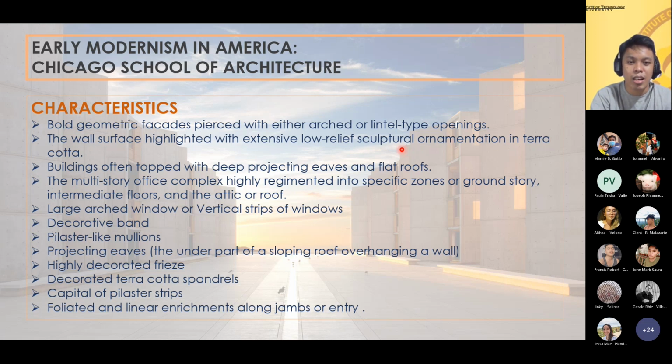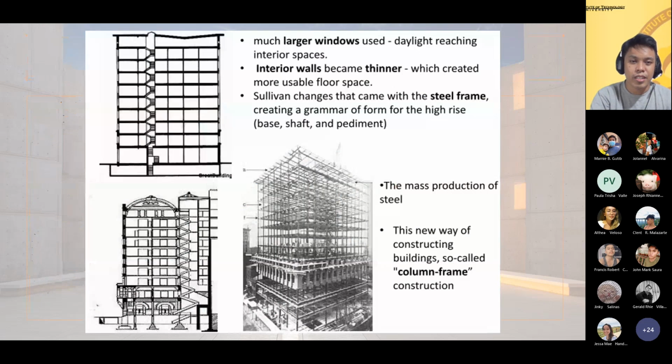And then, they used flat roofs. And then, decorative band, and so on. Windows, large windows, and so on and so forth. So here, this part of the structure is actually the curtain wall. Curtain wall, and then the main stairs. So larger windows are used.